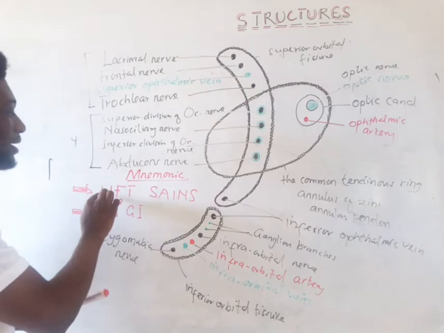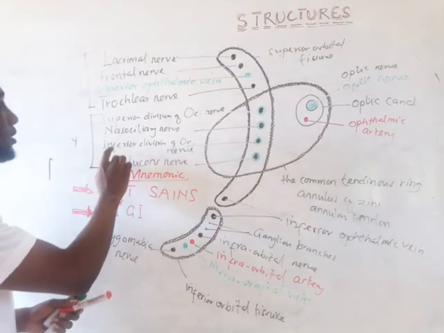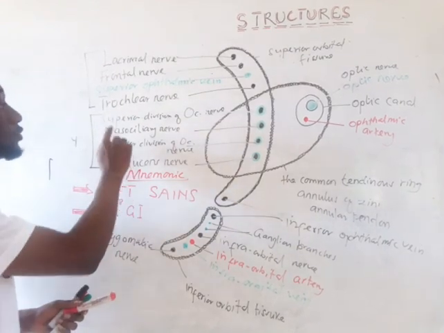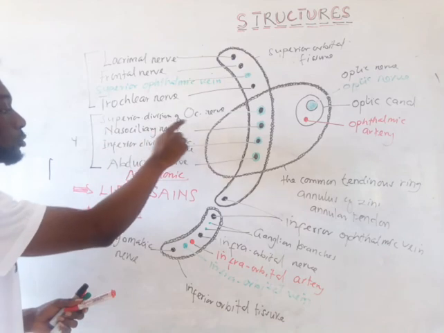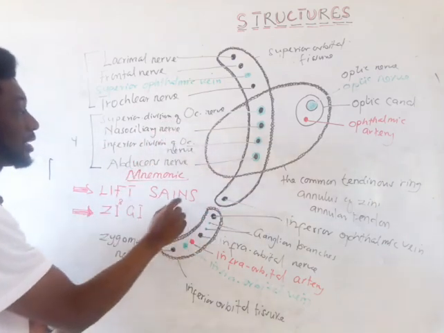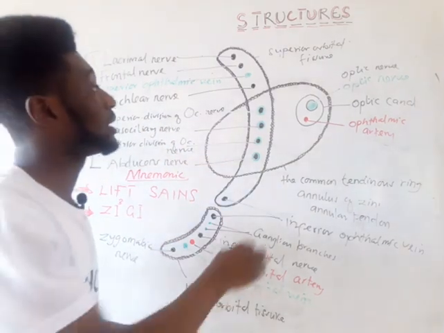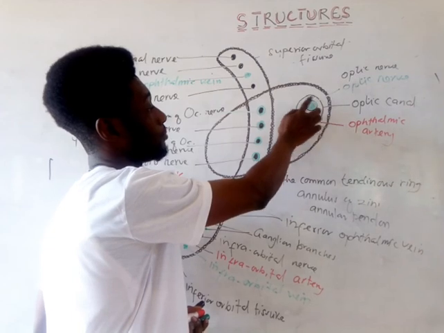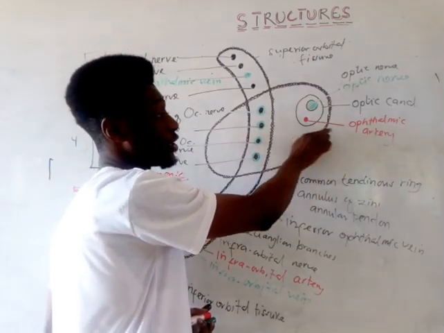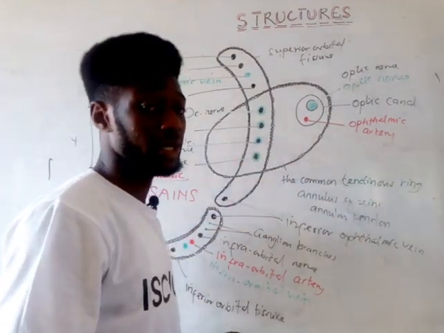Superior orbital fissure is LIFTS AINS. L lacrimal, I inferior division of oculomotor nerve, F for frontal, T for trochlear, S superior division of oculomotor nerve, A for abducens, I for inferior ophthalmic vein, N for nasociliary, and then S for superior ophthalmic vein. And as for the optic canal, we're seeing two structures passing through: the ophthalmic artery and then the optic nerve passing through the optic canal. Thank you.